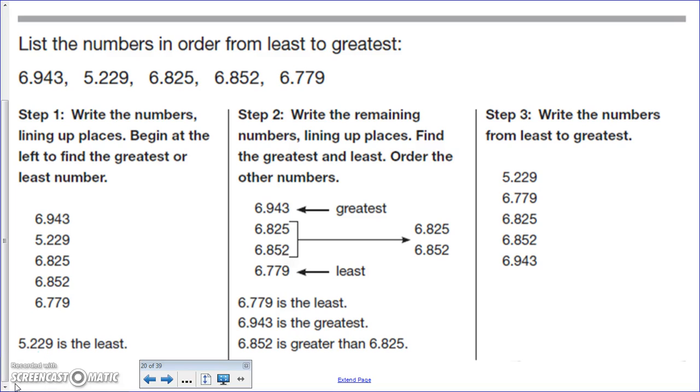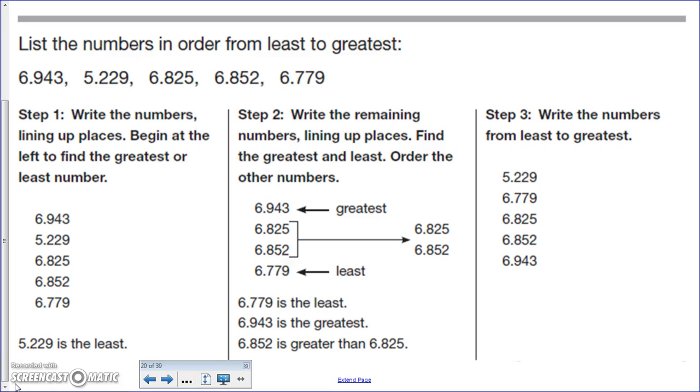Step 2, write the remaining numbers lining up places. Find the greatest and least. Order the other numbers. So again, we've lined up our 4 remaining numbers, and we can see that the bottom one has a 7 in the tenths place, and that's the smallest in the tenths. So 6 and 779 thousandths is our least out of this list in step 2. Then if we look back at the list in the tenths place, we know 6 and 943 thousandths has a 9 in the tenths place, making it greater than all of the others.